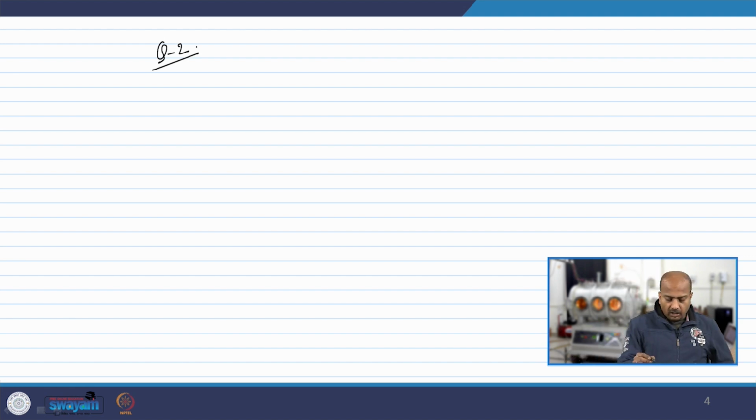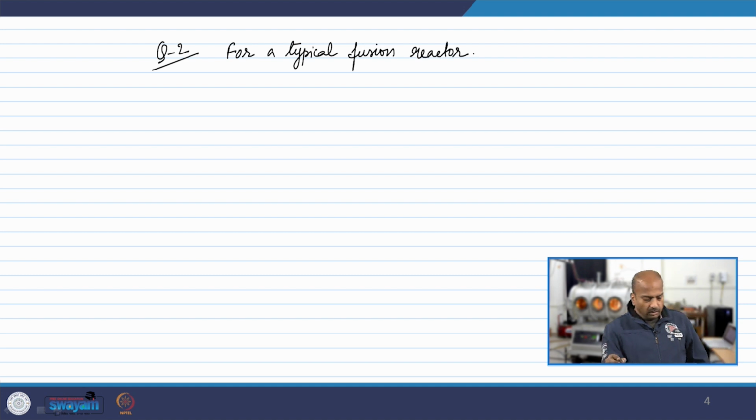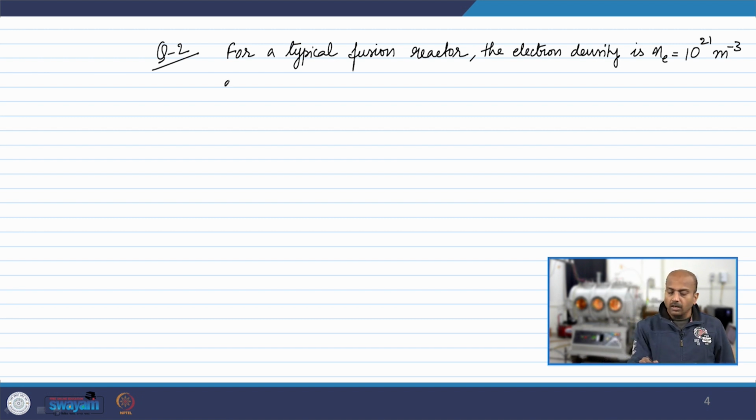Let us say for a typical fusion reactor, the electron density Ne is equal to 10 to the power of 21 per meter cubed, and the temperature is 10 kilo electron volts.